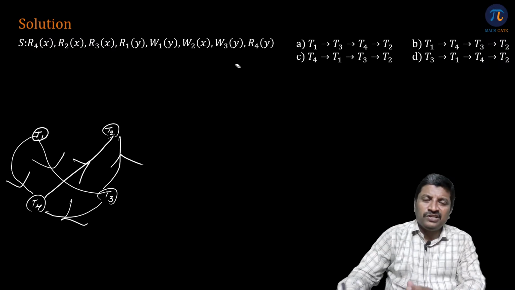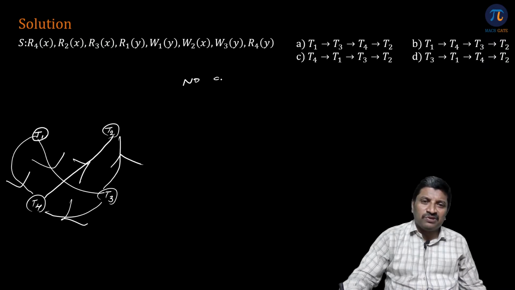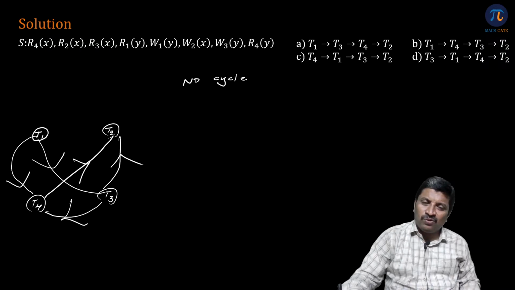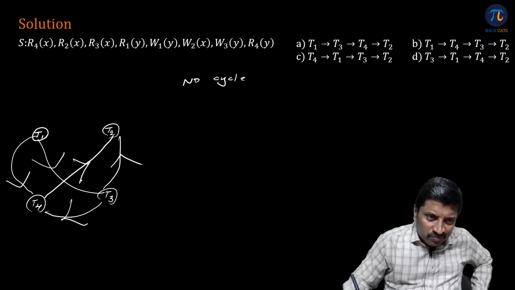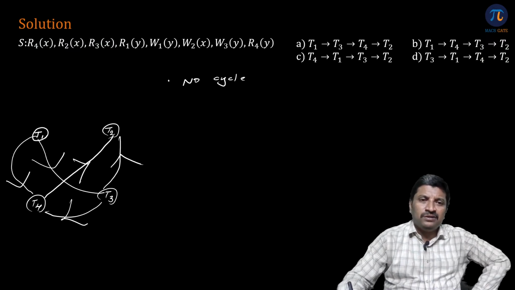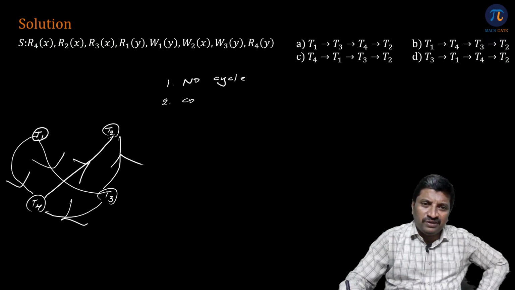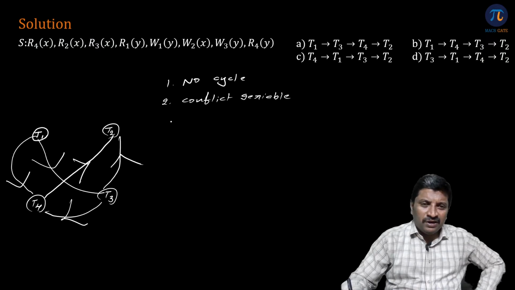Fine. Now, is there any cycle, sir? If there is a cycle, there is no concept of conflict serializability. There is no topological order, nothing. I think here we don't have any cycle. So that is the first point: it is conflict serializable. Okay, now let me write the graph.